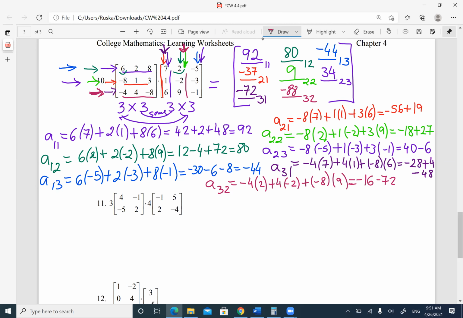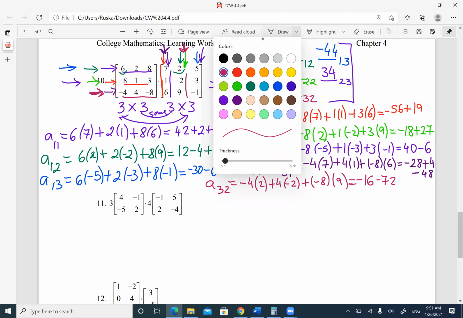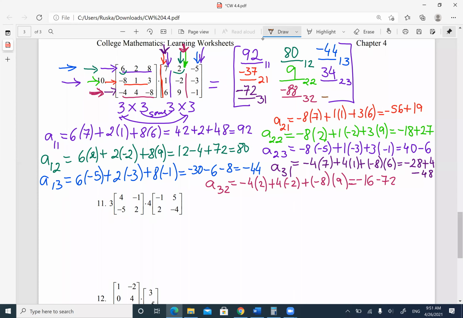Okay? And then we have one more to go, just one more number to calculate, which is this number down here in the last one, 833. So here we're multiplying third row and third column.